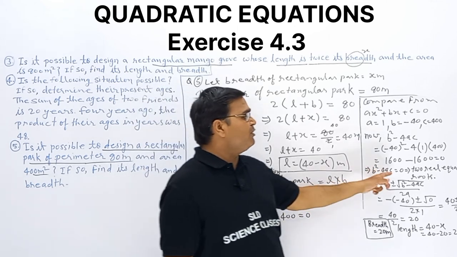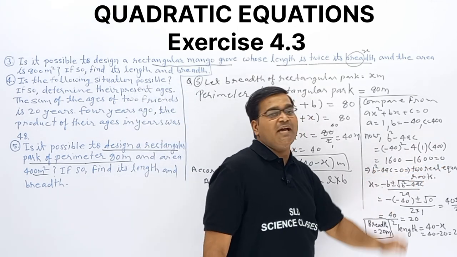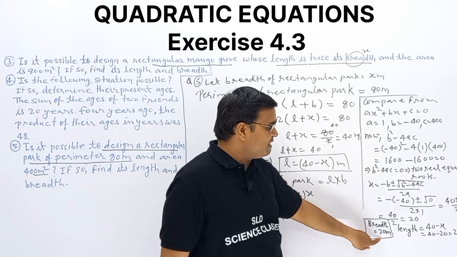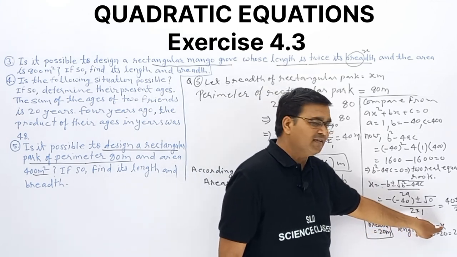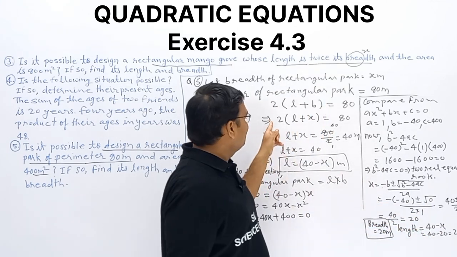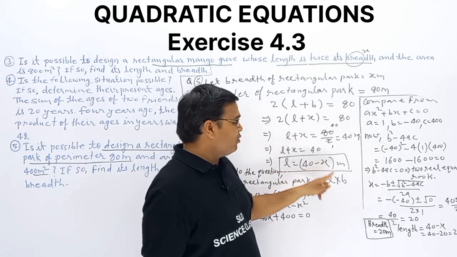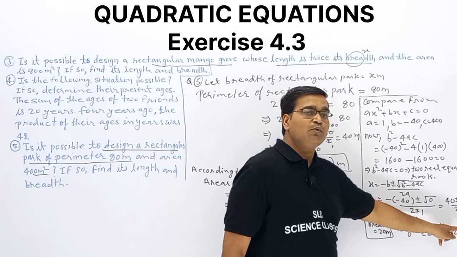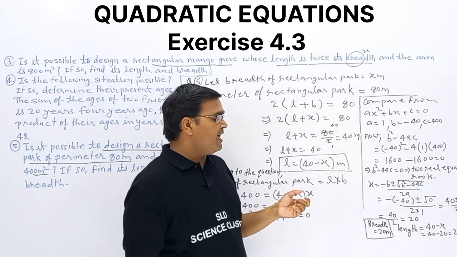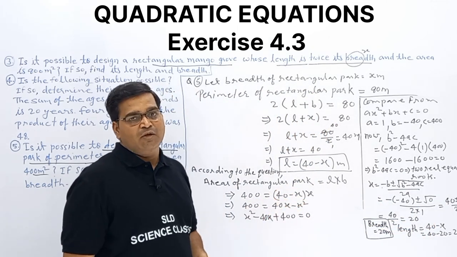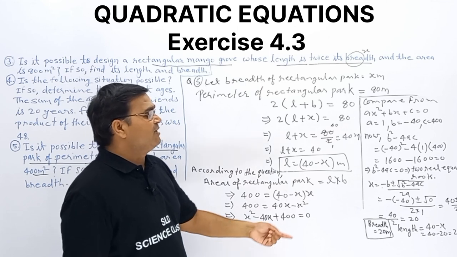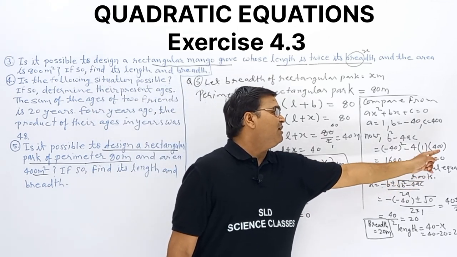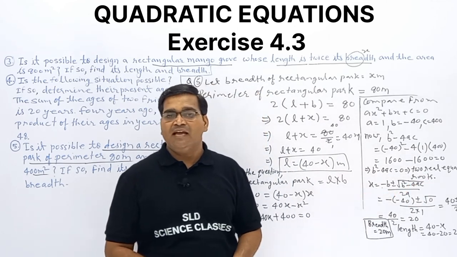Why? Because already we know two real equal roots we are getting. So after solving, we are getting breadth x equal to 20 and length equal to what? 40 minus x. This is the length. L equal to 40 minus x. So L will be what? 40 minus 20, 20 meter. So both L and B are equal, as we already confirmed. Length and breadth will be what? Two real equal roots. Clear?